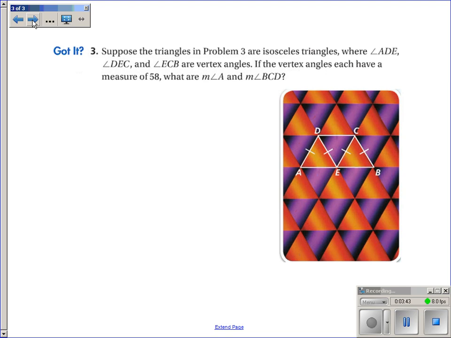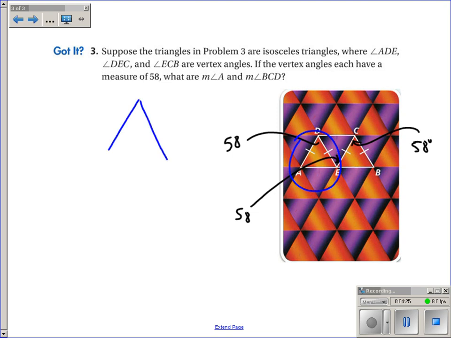In this last question, suppose that the triangles in problem 3 are isosceles triangles where angle ADE, angle DEC, and angle ECB are vertex angles. If the vertex angles each have a measure of 58 degrees, it's kind of hard to see in this picture, but these vertex angles are 58 degrees, what are the measures of angles A and BCD?